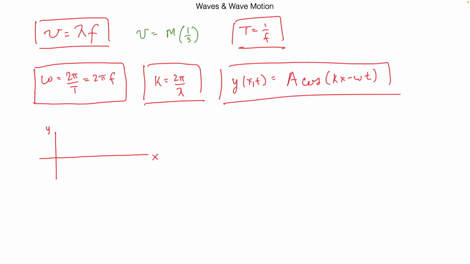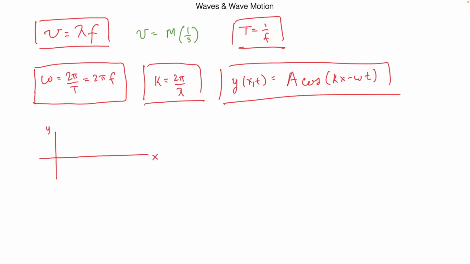Now, your book is going to write this as y of x and t is equal to A cosine of 2 pi over lambda x minus 2 pi f t. What has your book done? It's made it look worse. It's one of the few physics textbooks that writes waves like this. Most physics textbooks will do kx minus omega t.